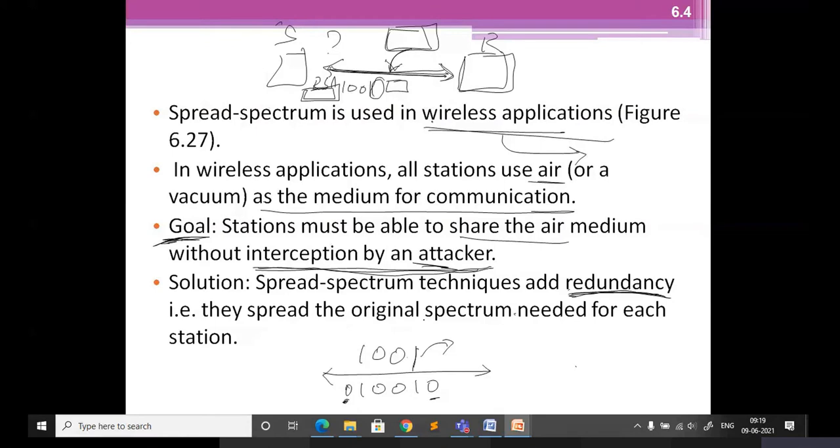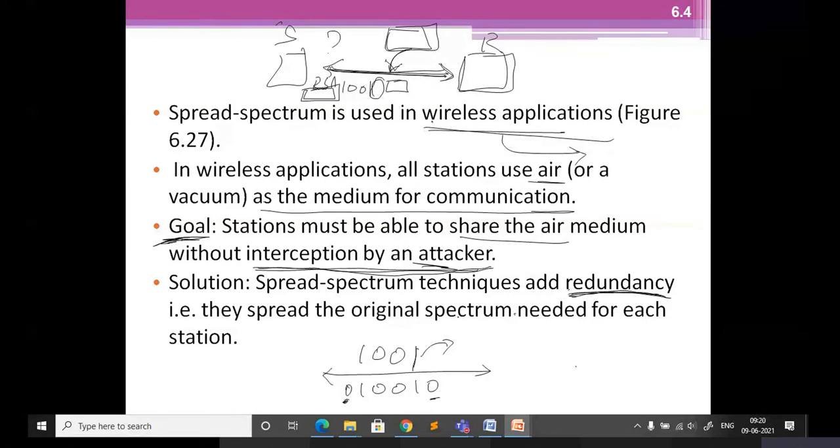They spread the original spectrum needed for each station. Whatever data I'm representing in digital is converted into an analog signal and transmitted. Is it clear what spread spectrum is? This is one technique, adding redundancy. They spread the original spectrum needed for each of the stations, and all the 5 stations should do the same procedure. This is the definition of spread spectrum.